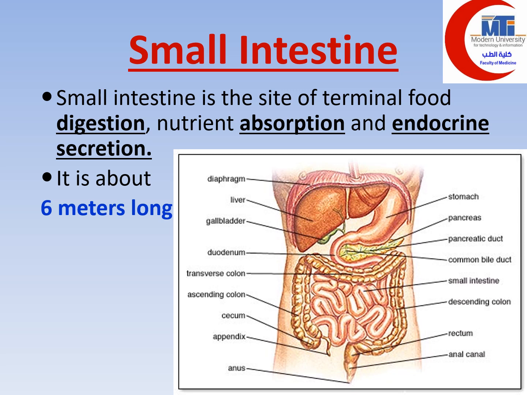Let's start our lecture today with the small intestine. The small intestine is the site where we complete digestion, complete nutrient absorption, and endocrine secretion. The length of the small intestine is about 6 meters long. These 6 meters are going to be divided into 5 parts.